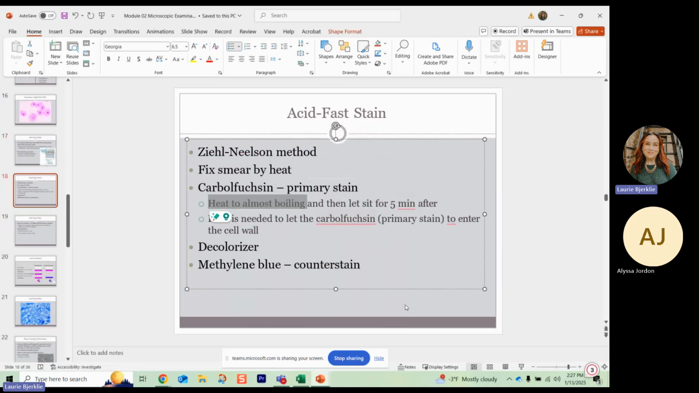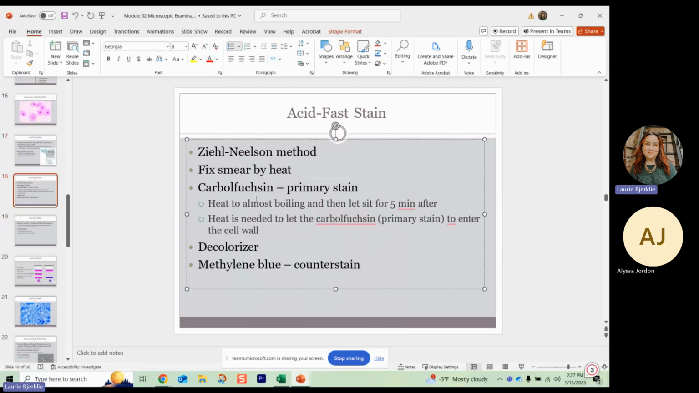So that heating boiling process here is a different thing than when you first fix your smear. We're boiling this. You're embedding that carbofuchsin down into that cell wall. Then you apply the acid decolorizer. And again, if it is a bacteria that has mycolic acids like a mycobacteria, it will keep the carbofuchsin. It will not let the acid decolorizer wash it away. And then you apply methylene blue, which is our counter stain here.